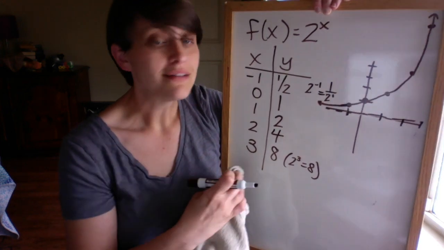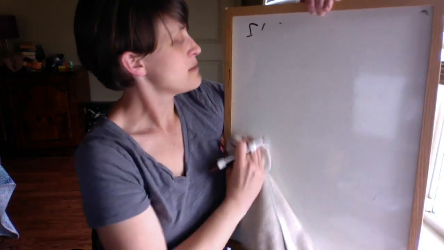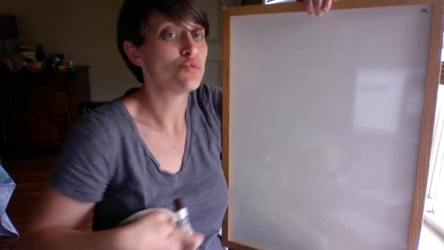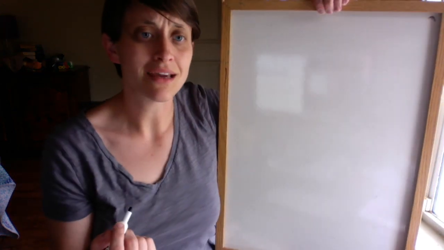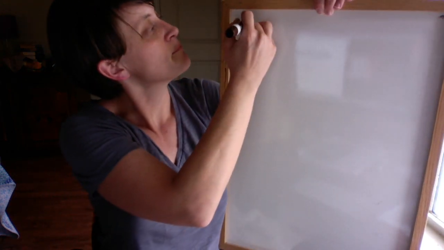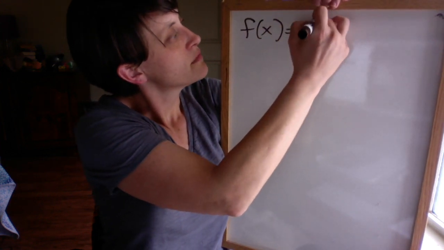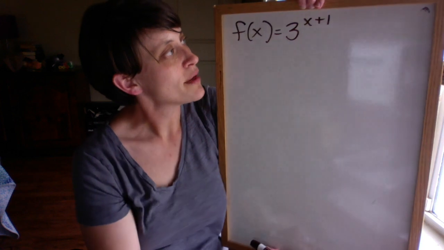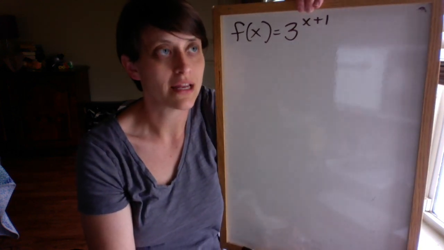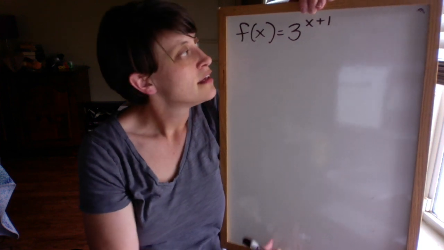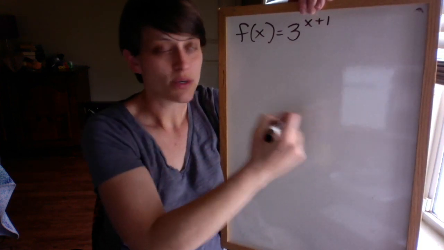Okay. So now let's look at what happens if we have a transformation. It's really not that big of a deal. You don't really have to recognize the transformation. It just makes the graphing part and the picking of your values a little bit easier. Okay, so let's look at what happens if we've got an x plus 1 as our exponent instead of just an x. So our base here is 3, so we know this graph should still be increasing.